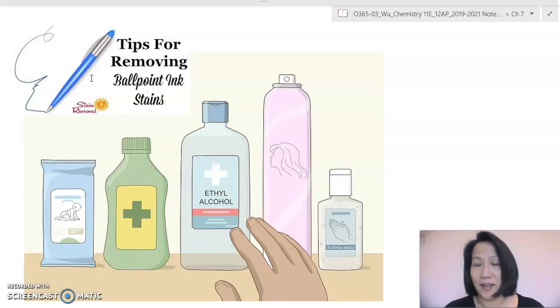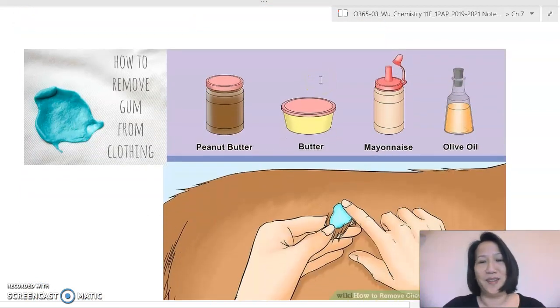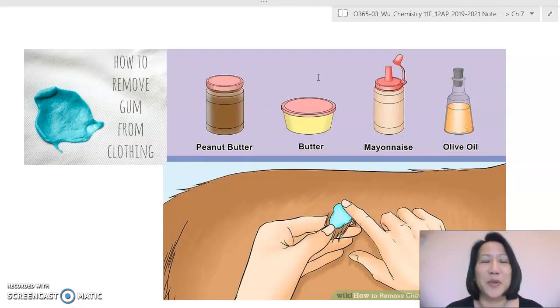Again, it is like dissolves like, right? So ink is very often not water-based. Sometimes it's alcohol-based, and so if it's alcohol-based, then we use another substance like ethyl alcohol to remove it. Like dissolves like. How about this one? This one. I'm definitely not demonstrating this one. How do you remove gum from your clothing? Now let's think about the composition of gum. It's definitely not water-soluble. I don't think it's alcohol-based either.